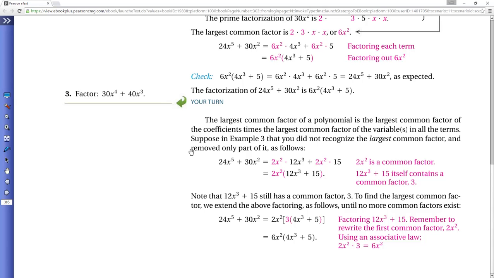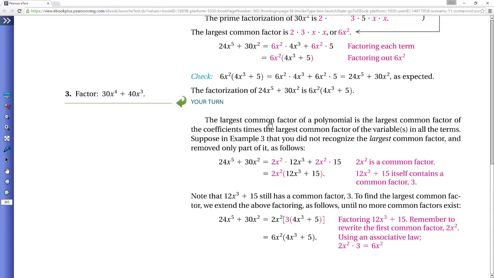Now, the largest common factor of the polynomial is the largest common factor of coefficients times the largest common factor of variables in all its terms. I like to read these every once in a while because they can spit out a lot of words at you. But one of my goals in this course, and your goal too, is that you learn how to pick out and understand math language. Translation from English to algebra, there's a lot of it here.